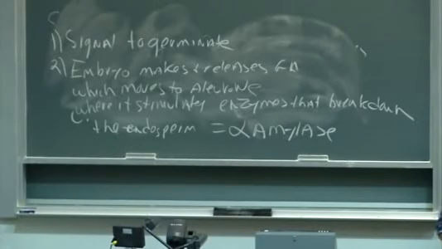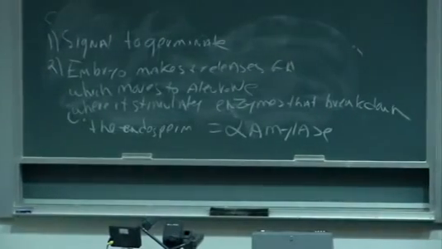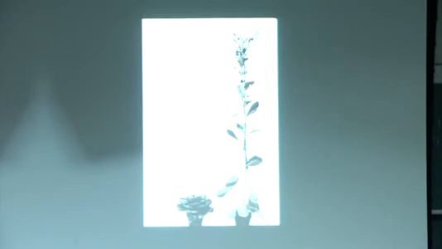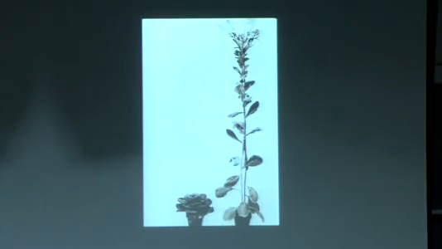Let me show you a couple of examples of GA's effects. Here is a cabbage plant where the internodes, as you know from the lab, are compressed. If you spray GA onto this cabbage plant, you can cause the internodes to elongate, and this is a result of cells being forced to elongate by the GA.